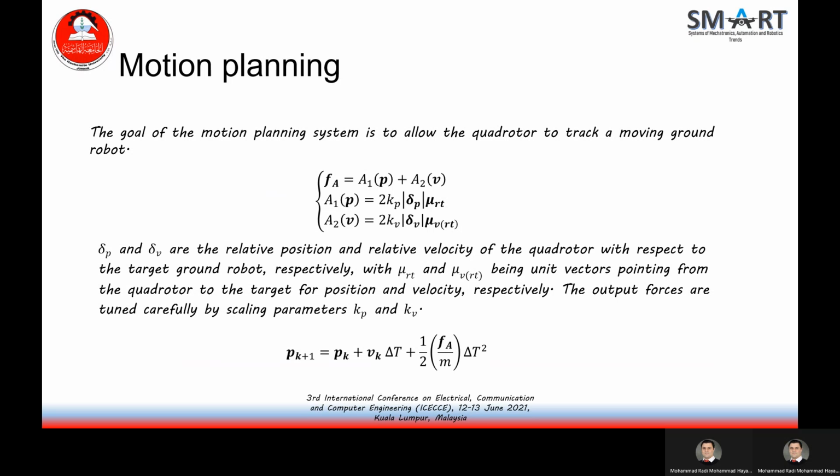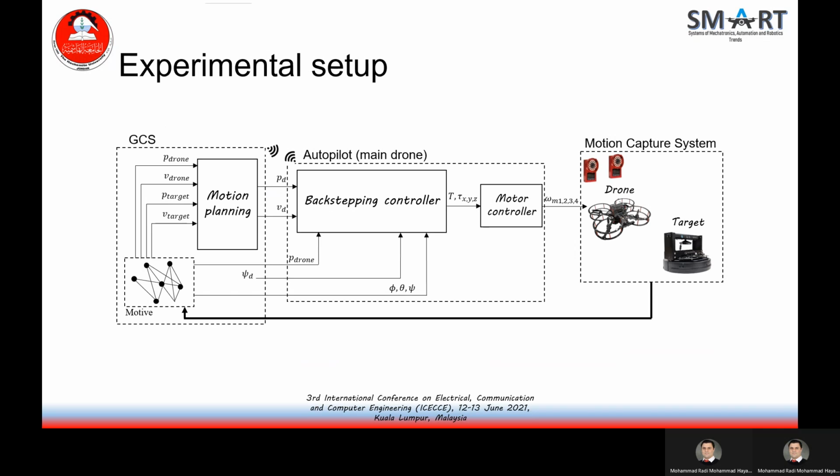The updated required position of the quadrotor is calculated at time step k within a short time interval delta t using the body motion equation.